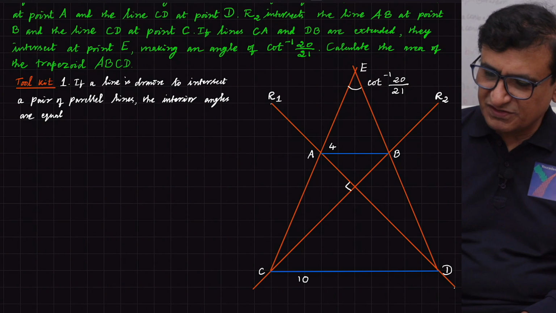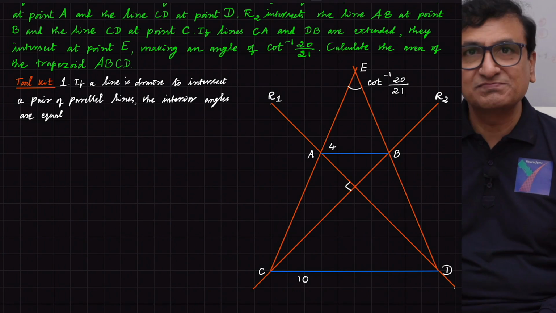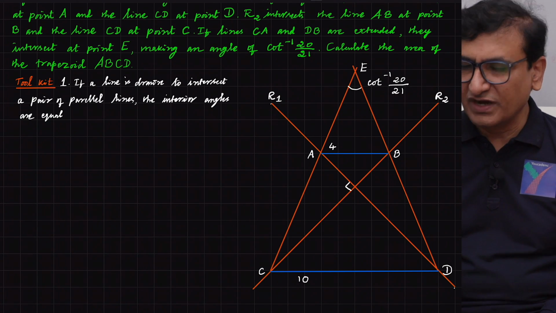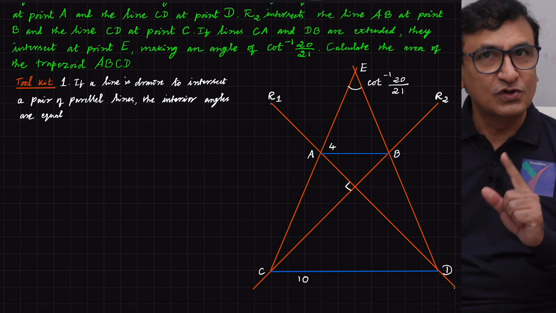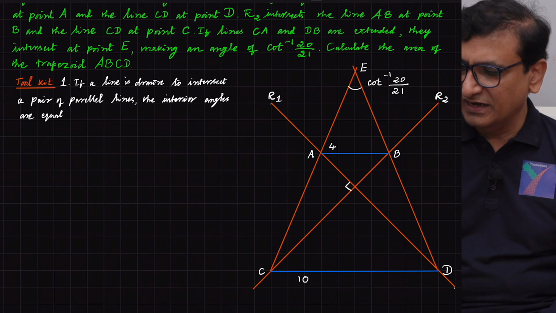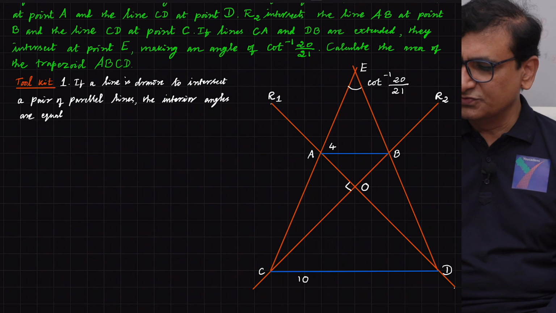Now, what does it mean? We have AB and CD as two parallel lines. And the rays R1 and R2 intersect these lines AB and CD. Therefore, what are the interior angles here? Let's say R1 and R2 intersect at point O.